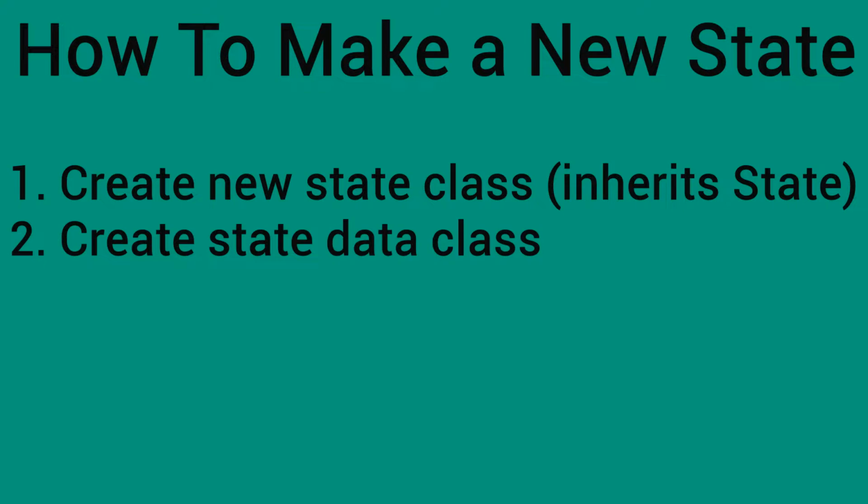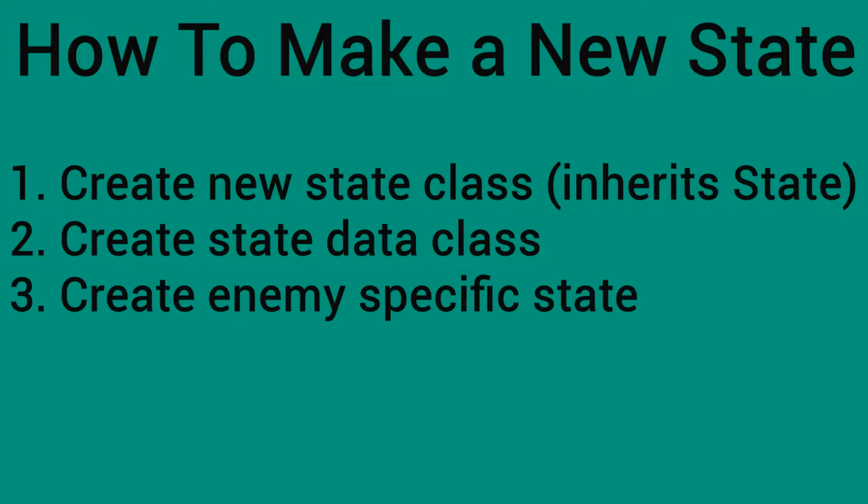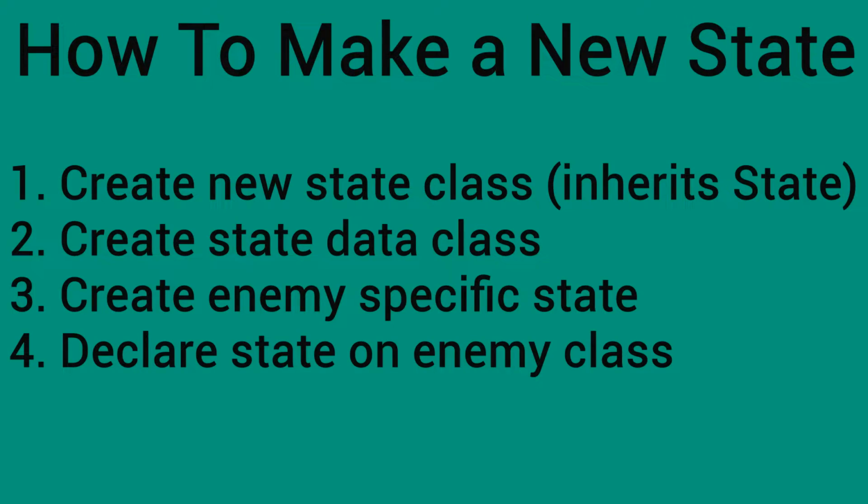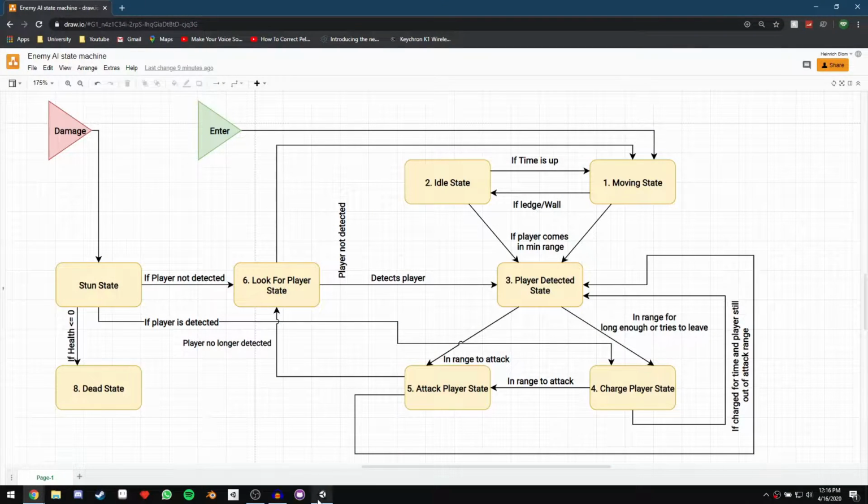Along with this, we need to create the state data class for the specific state. And then we also need to create the enemy specific state class for player detected state that is responsible for the transitions between the different states. And then the last thing we need to do is just declare the state on the enemy class. Okay, so let's jump into Unity and get started.